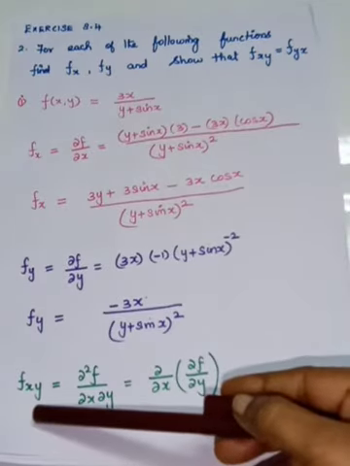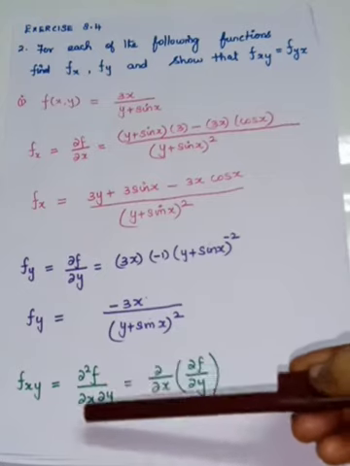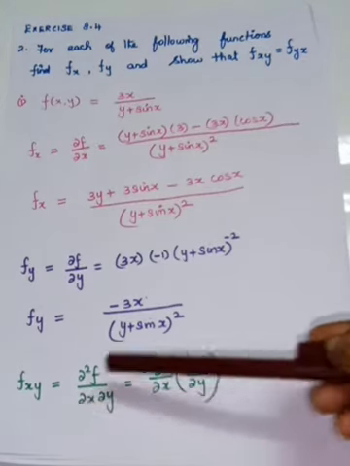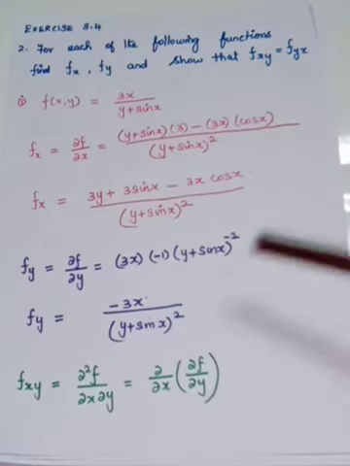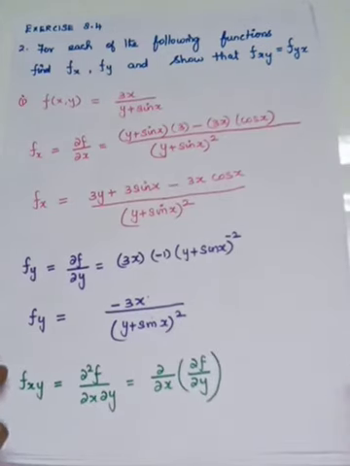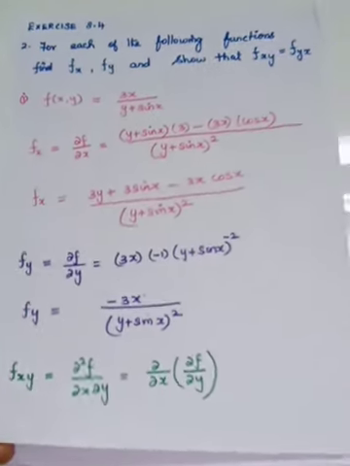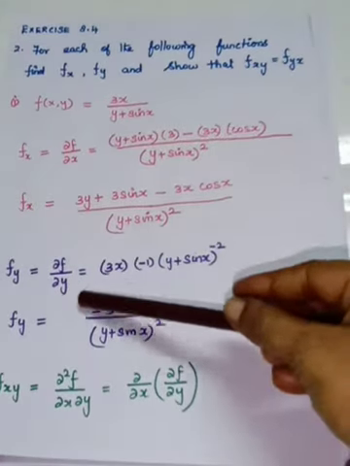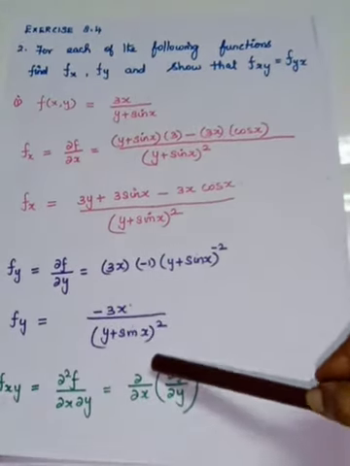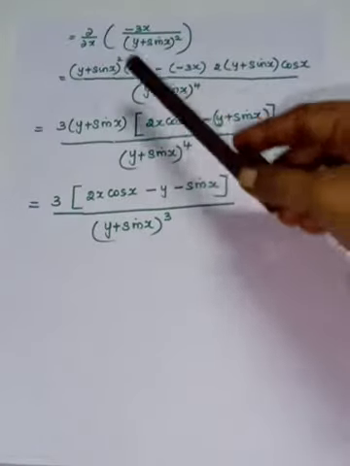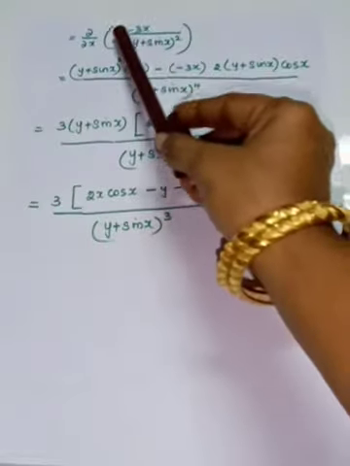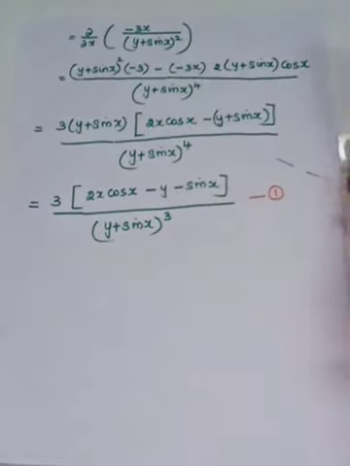fxy. So fxy, how will it be written? It is dou squared f by dou x dou y. It can be written as dou by dou x of dou f by dou y. Okay, so see now, in the place of dou f by dou y, what you have to write? That is your fy. So therefore, the next step will be dou by dou x of dou f by dou y. I have written here. Okay, so what you have to do now?